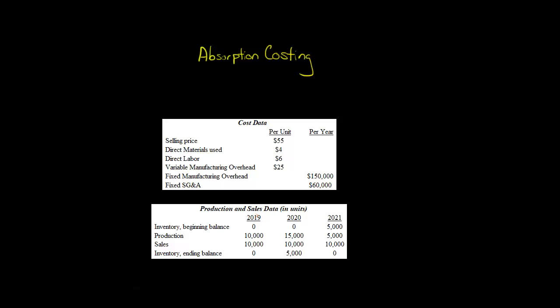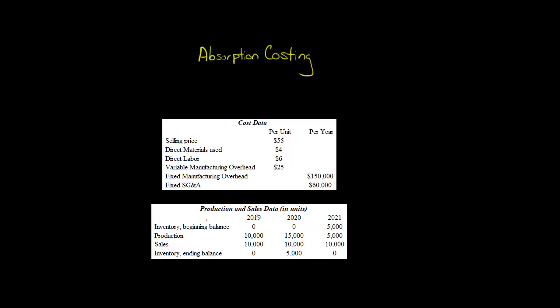In this video, we're going to do an example of how to use absorption costing to calculate a company's operating profit or loss. We've got some cost data right here and also sales data: selling price per unit, direct materials, direct labor, variable manufacturing overhead, fixed manufacturing overhead, and fixed SG&A. Then we've got some production and sales data down here for 3 years, and we'll calculate the operating profit or loss for each of those years.